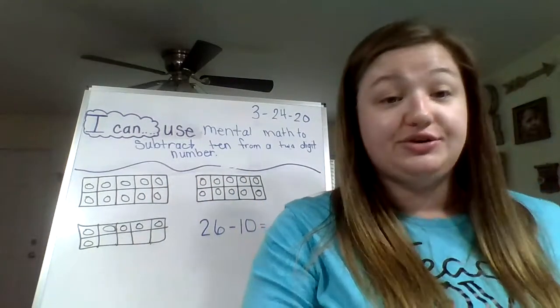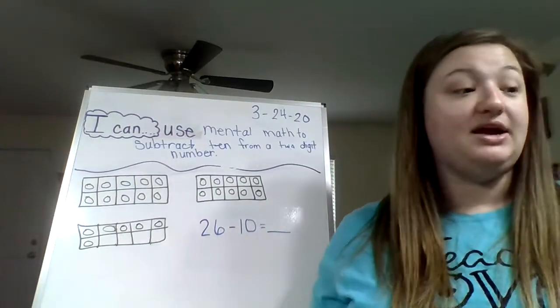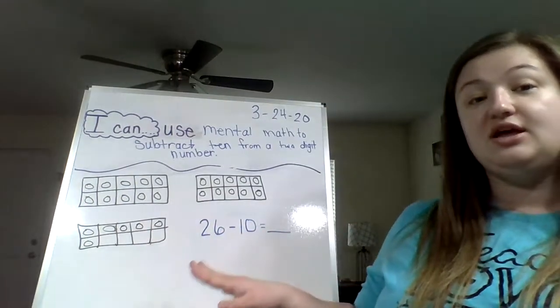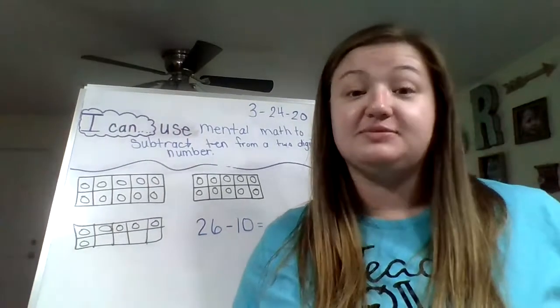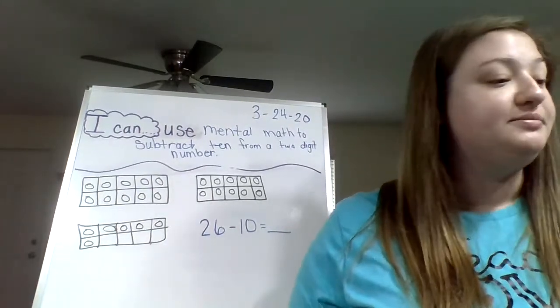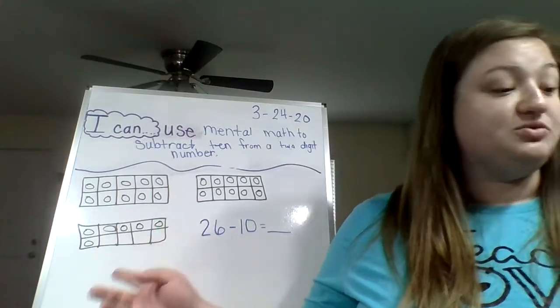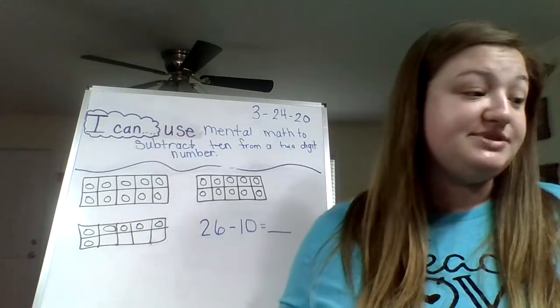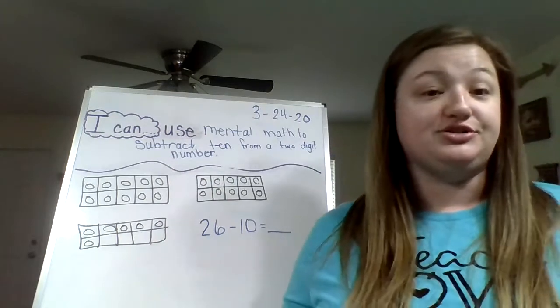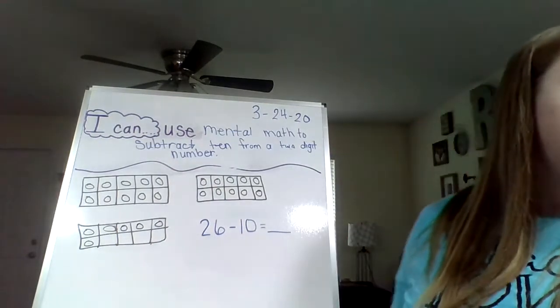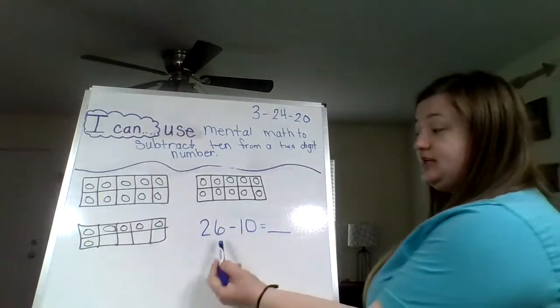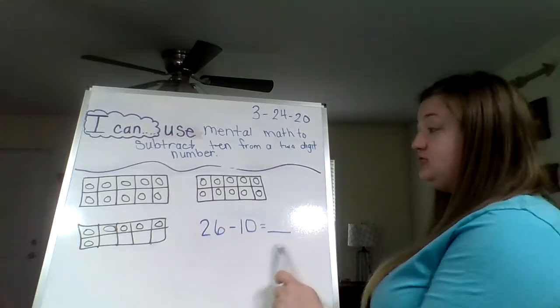And then on your solve and share, it had you do it another way, which is what I've got up here on the board. It had you using 10 frames and counters. So that's what we're going to be practicing for numbers 1 and 2. We're going to use 10 frames. And then for numbers 3 and 4, we're going to try a couple different strategies. Number 1 says 26 subtract 10 equals blank.